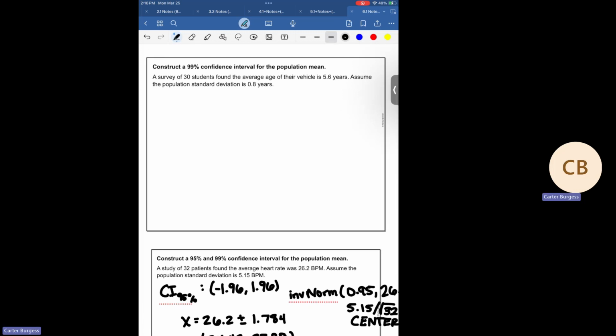Cool. What do we get for our confidence interval here? Just while we're here.